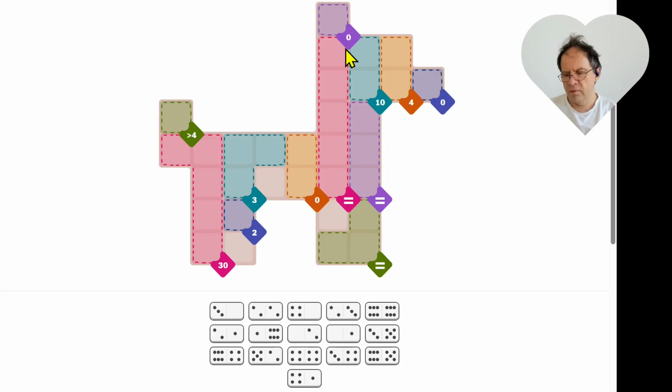And what do we have 5 of? Do we have 5 threes? No. Do we have 5 fours? Yes. Do we have 5 twos? Yes. Oh, great. Do we have 5 ones? No. So it's a 2 or a 4, 2 or 4, 2 or 4.